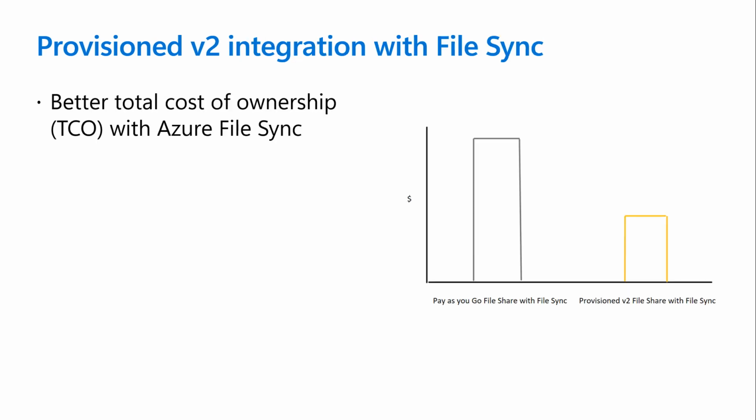For those who intend to have the file sync service linked to an HDD file share, Provision version 2 is a great choice. Compared to the pay-as-you-go model, you can eliminate the expense of daily sync transactions, which are usually a significant part of the monthly bill.